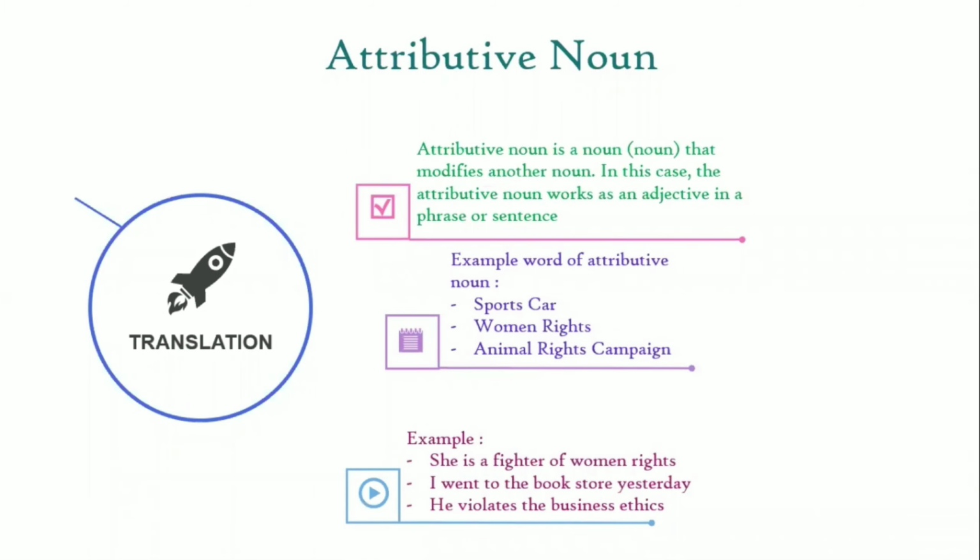And the second, attributive noun, is a noun that modifies another noun. In this case, the attributive noun works as an adjective in a phrase or sentence. Example words of attributive nouns: sport car, women rights, animal rights campaigns. For example, 1. She is a fighter of women's rights. 2. I went to the bookstore yesterday. 3. He violates the business ethics.